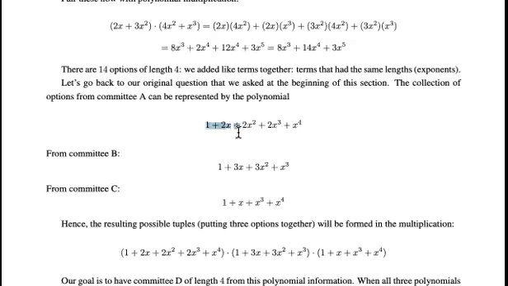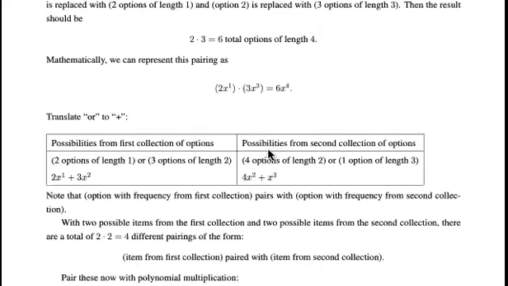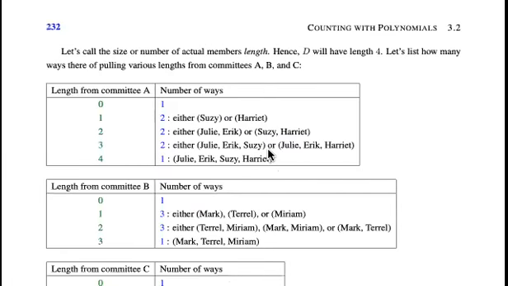This is the polynomial that corresponds to committee A. Notice its coefficients are 1, 2, 2, 2, 1, as our exponents go from 0, 1, 2, 3, 4. So 1, 2, 2, 2, 1, as the exponents go from x to the 0, x to the 1, x squared, x cubed, x to the 4th. These are the coefficients, and those are the exponents on the powers of x. So from this data, we can get a polynomial for committee A.